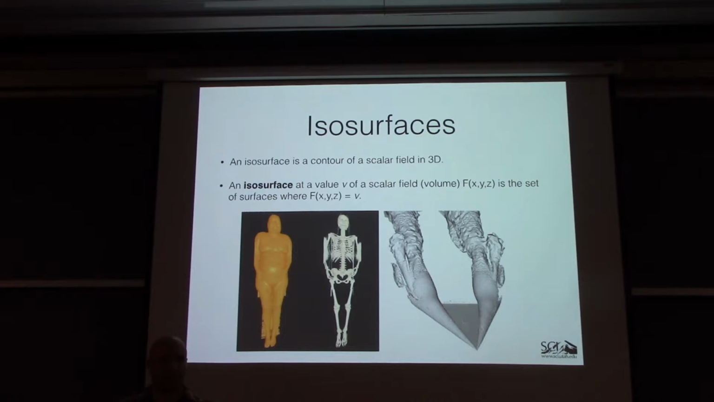So you have a scalar field that's 3D, so some f of x, y, z, and you're looking for a value v in the scalar field where you have the set of surfaces where f of x, y, z equals v. And if you specify these, you end up with nice single surfaces that show this contour. It's a lot like what we saw in volume rendering, except you're just looking at one discrete surface here, as opposed to sort of a peak in the transfer function.